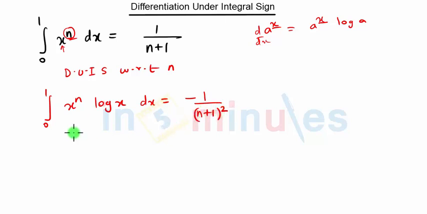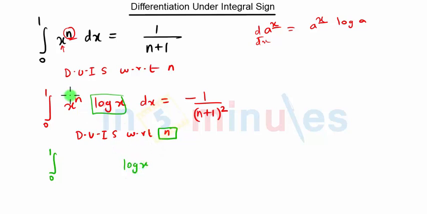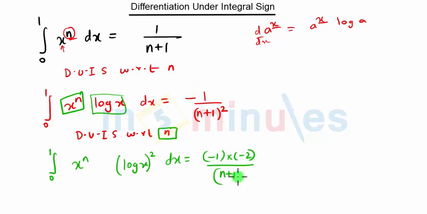Now again we have to take the DUIS with respect to n. So we will get integration 0 to 1. Since we are taking DUIS again with respect to n, log x will remain constant. So we will have log x, and again we are taking derivative of this term. So derivative of this term is nothing but x raised to n log x. So log x into log x, it will become log x square dx, and we are taking derivative of this. So derivative of this will be minus 1 into minus 2 upon n plus 1 the whole cube. This is the first DUIS with respect to n. This is the second DUIS with respect to n.